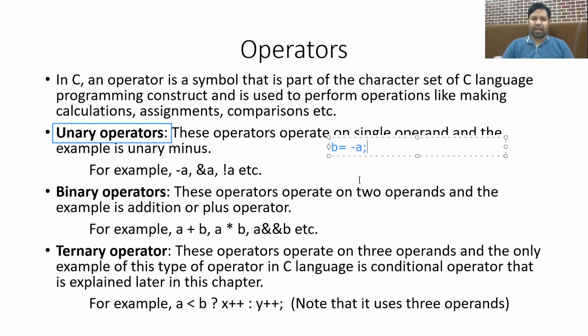On the other hand, a binary operator is the one which is applied on two operands. So just have a look at another example on the screen. B is equals to A minus C. Here in this statement, the minus operator is applied on two operands, A and C. So we are going to deduct the value of C from A. Hence, it is called a binary operator.